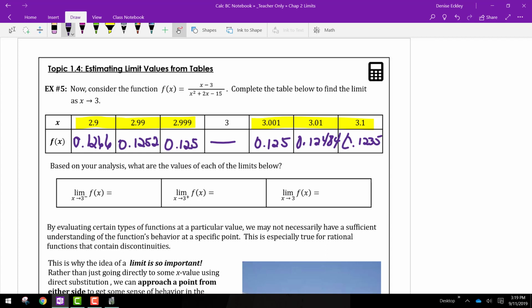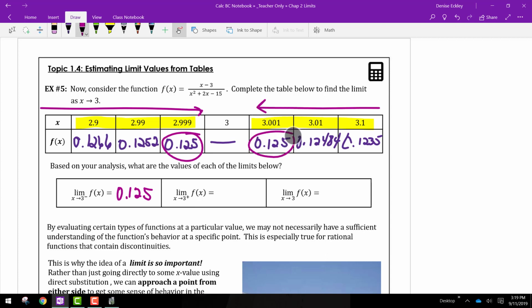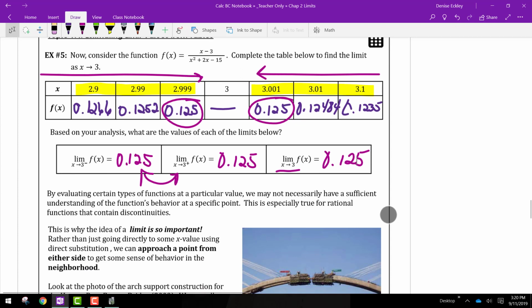So as we come from the left, we're heading towards 0.125 or 1/8. As we're coming from the right, we're coming towards this value, which is 0.125, and again, that's 1/8. So since these two limits are equal, the limit as x approaches 3 is going to be that value, 0.125. So that's how you use a table to find a limit.